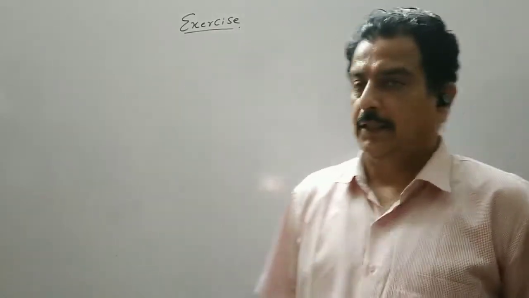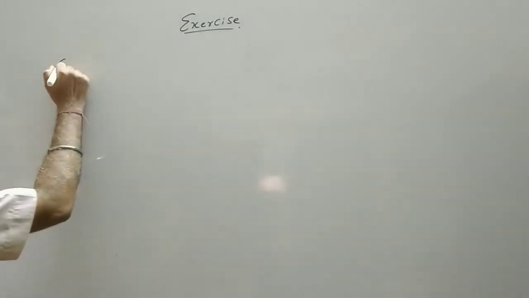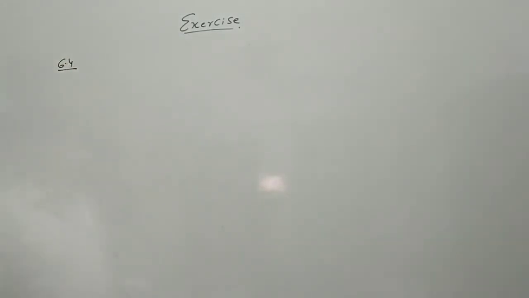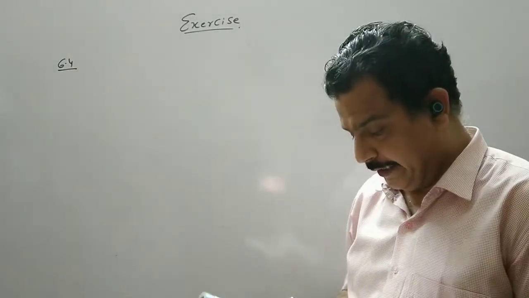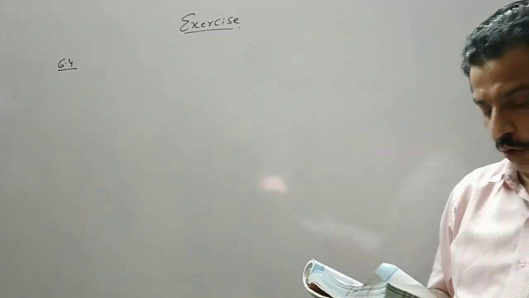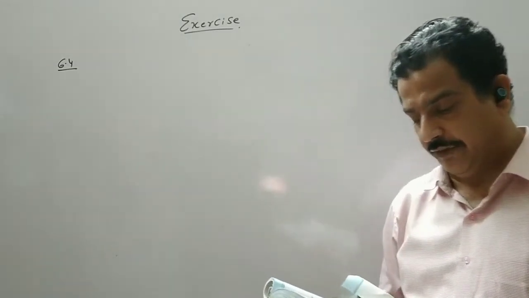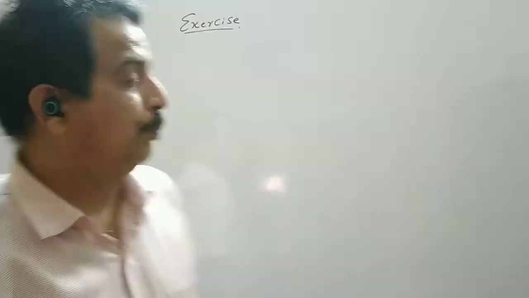Hello students, let us continue with the exercise question number 6.4. The question is: a rectangular wire loop of side 8 cm and 2 cm with a small cut is moving out of a region of a uniform magnetic field of magnitude 0.3 Tesla directed normal to the loop.